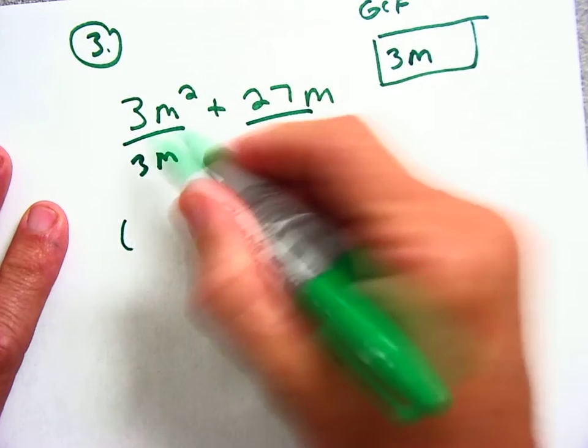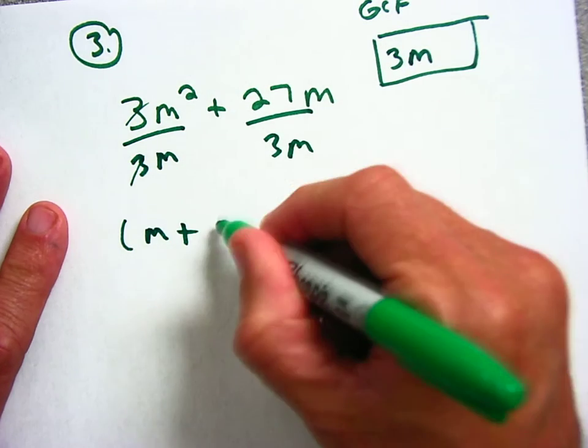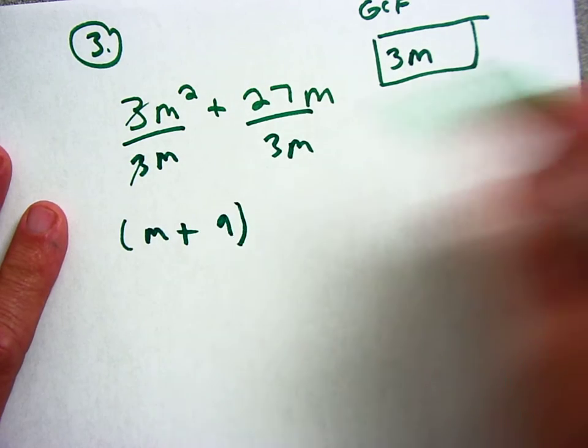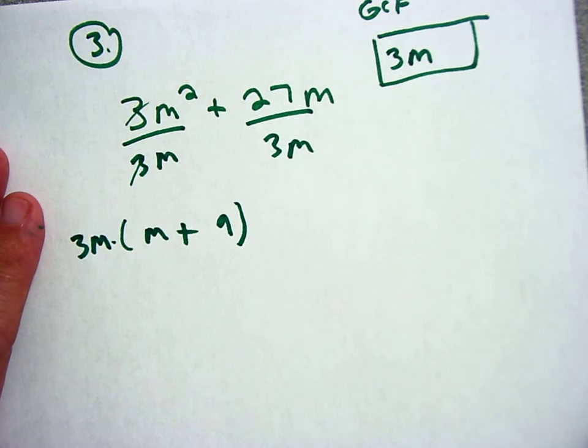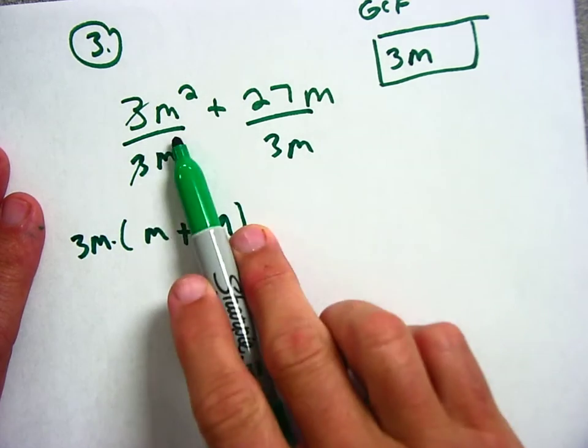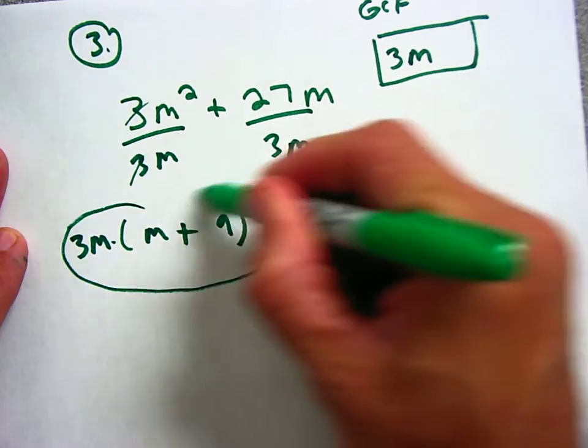So this first one, the 3's cancel, you're left with one extra m. Here, this is 9, close the parentheses and put 3m out here. Let's just double check. 3m times m, 3m squared. 3 times 9, 27, keep the m. Yeah, it looks good to me.